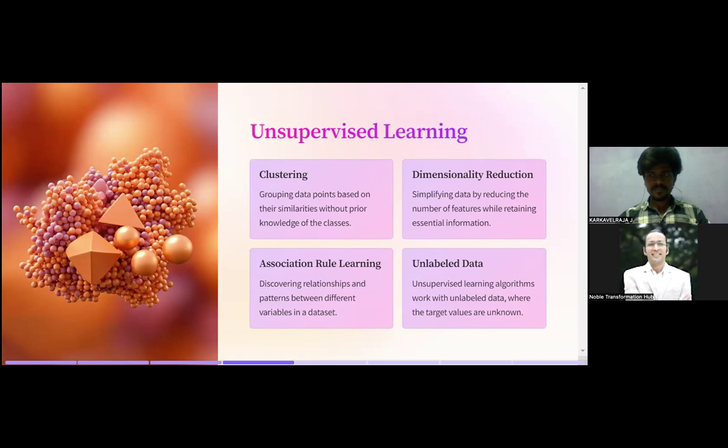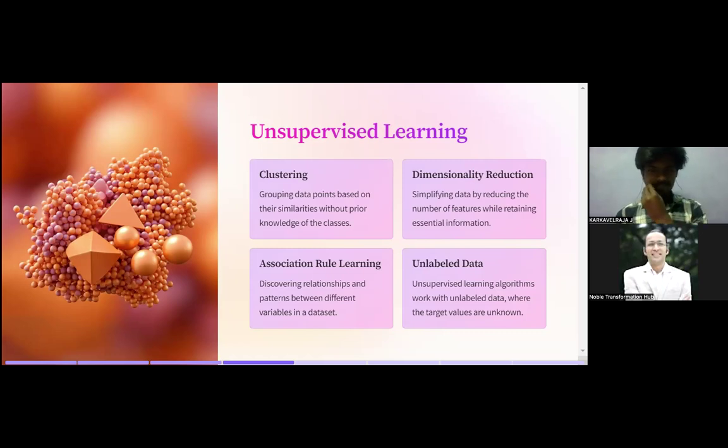So association rule learning is discovering relationships, patterns between different variables in the data set. So it's like associativeness, associated relationship between different variables. What is the relationship? Understanding that, discovering that. And then we have unlabeled data: unsupervised learning algorithm works with unlabeled data where the target values are unknown. So it is completely opposite of supervised learning. So this is how you'll remember.